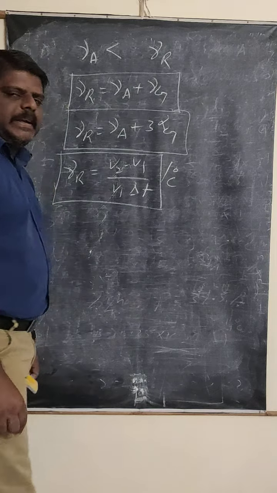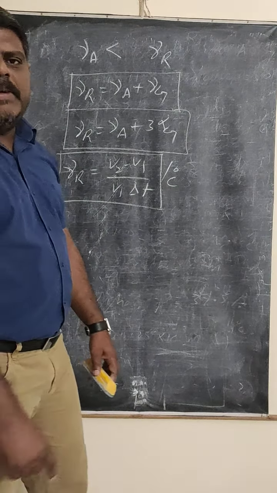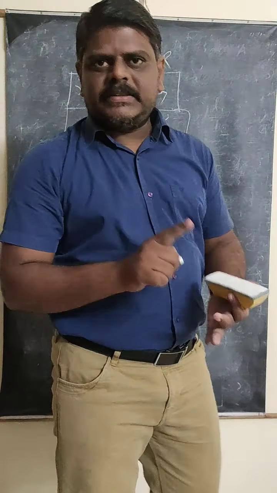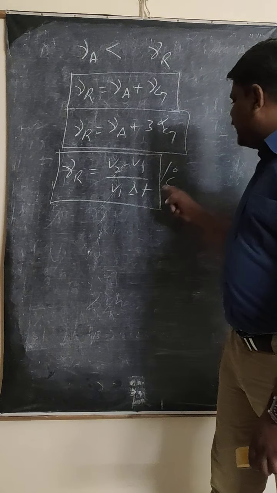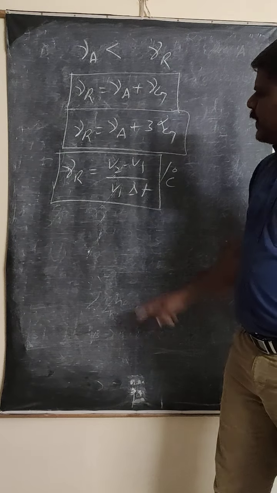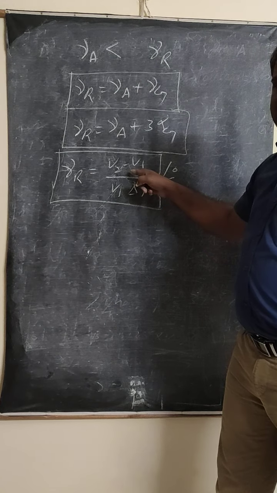The units are very important. Any type of coefficient you take, either for solids, liquids or gases, the unit of the coefficient of expansion remains the same, that is per degree Celsius. So we have calculated the gamma R value here.